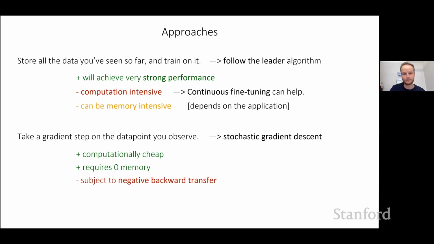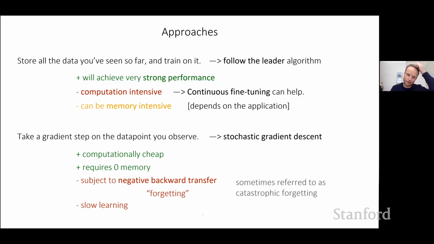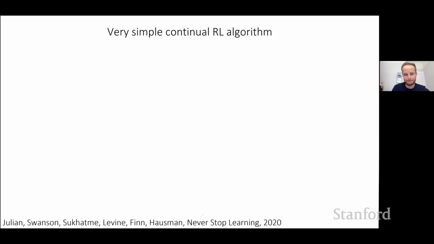It requires zero memory, but it is subject to negative backward transfer, right? So as you're applying new gradients to new data points, you're not really keeping any old data points, and you're not updating your weights based on those old data points. So it's quite likely that you will forget about them. So in fact, people refer to it as forgetting, or as one of the other groups said, catastrophic forgetting. So these are the two terms that people often use for this case. The other con of this approach is that it can be very slow as well.